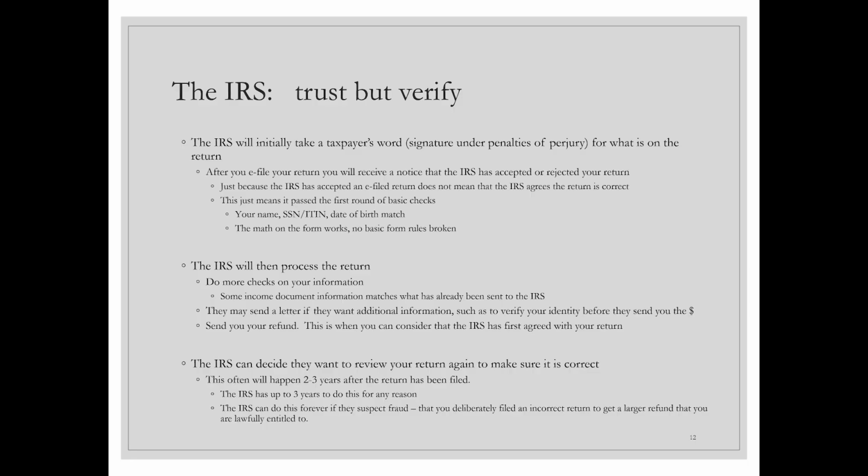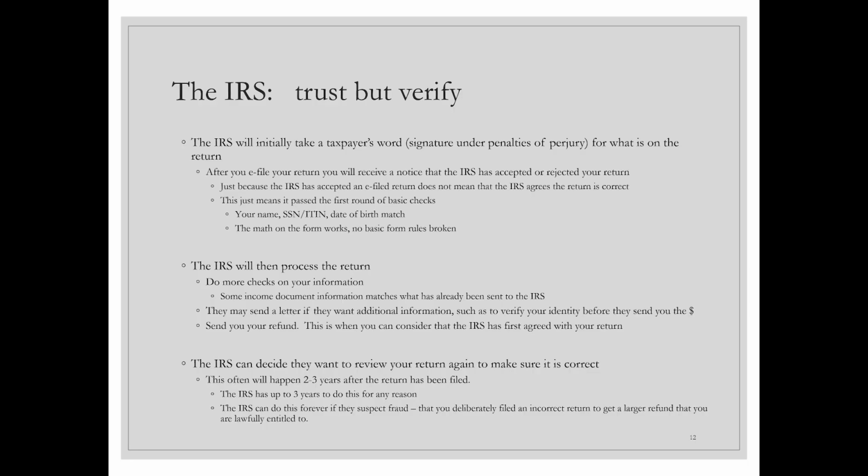If things don't match, or if they want additional information, they may send a letter to you. They do this a decent amount as well, just to verify your identity, right? They want to make sure that you really are who you say you are, that they're going to get that money to you as your refund. They're not going to send it to somebody who filed a fraudulent return using your tax ID number. When they finally send you that money, that's kind of the first point where you can say that, yep, the IRS has agreed with your return.